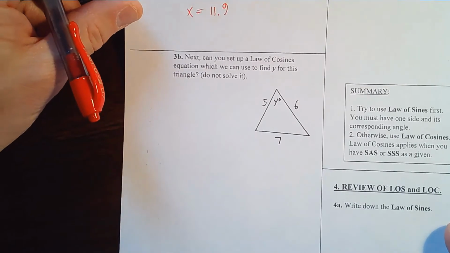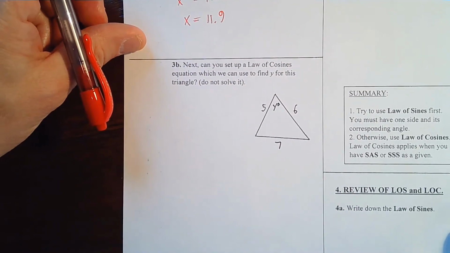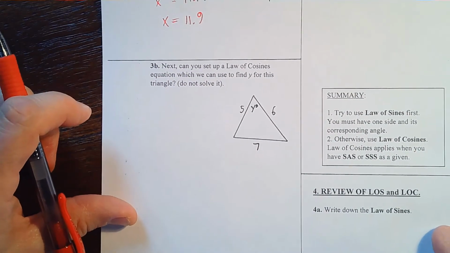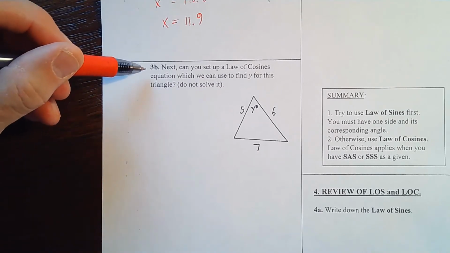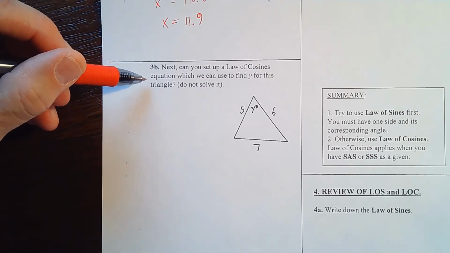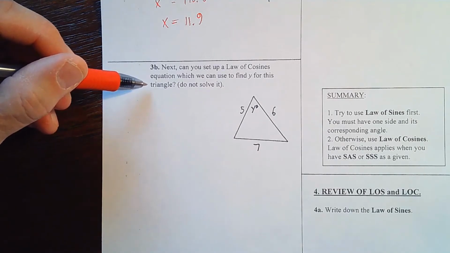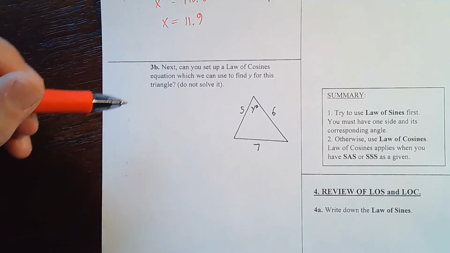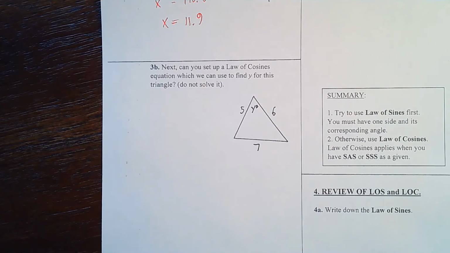Let's look at 3B together. Take a look at this triangle here. Can you set up a law of cosines equation, which we can use to find y, which is an angle, y degrees for this triangle? Don't solve it yet, just set it up. Go ahead and pause the video, write down your law of cosines equation to find y degrees.